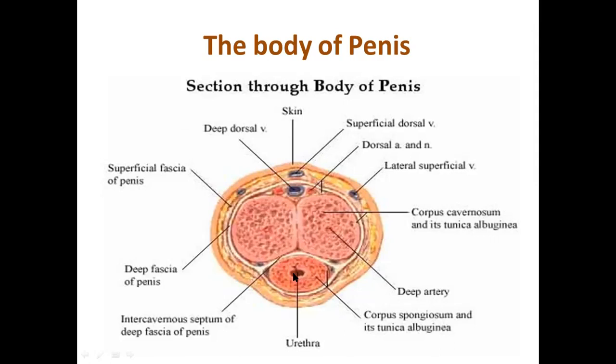And this corpus spongiosum actually forms the prepuce of the penis. No, not, it doesn't form the prepuce. So this corpus spongiosum, which is on the ventral side, and in the center of which the male urethra is traveling, forms the glans penis, the last part of the penis.